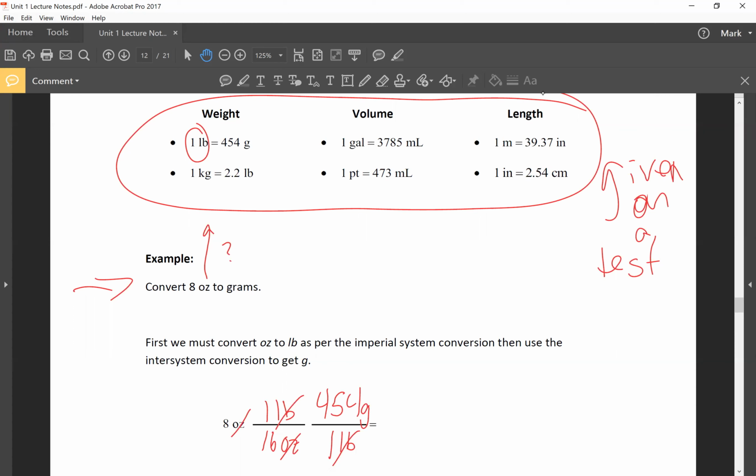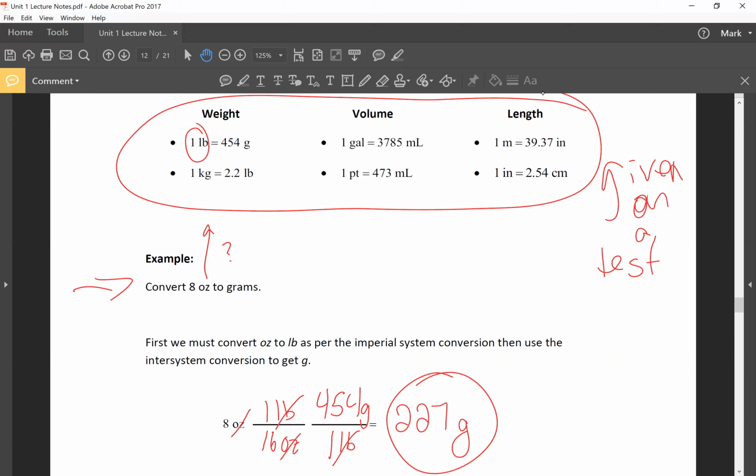There we go. So 8 divided by 16 is a half. And then I'm going to multiply that by 454. So I get 227 grams. There you go. Easy, easy, nothing to it.